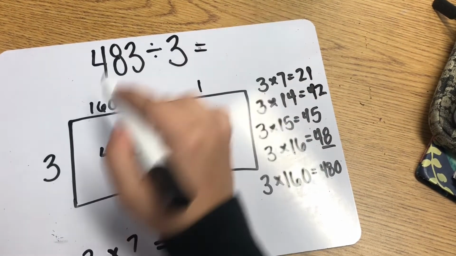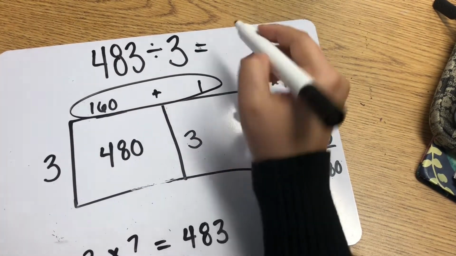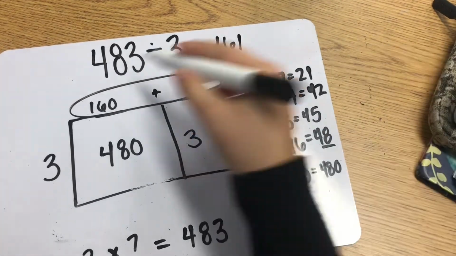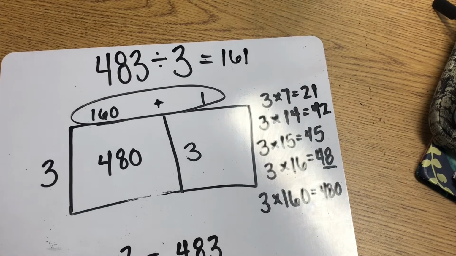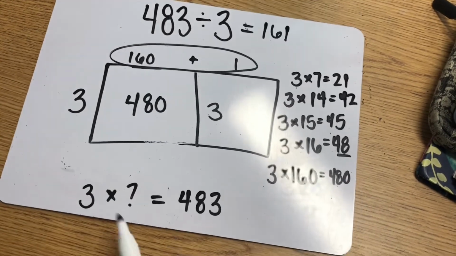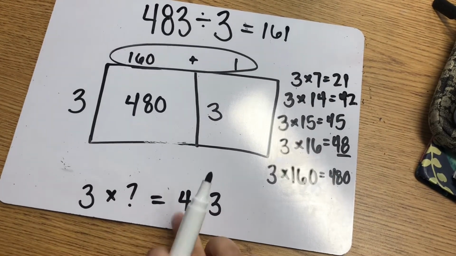So I just add up my factors. 160 plus 1 equals 161, which tells me that 483 divided by 3 is 161. And that also holds true for here. Now I know that 3 times 161 is 483.